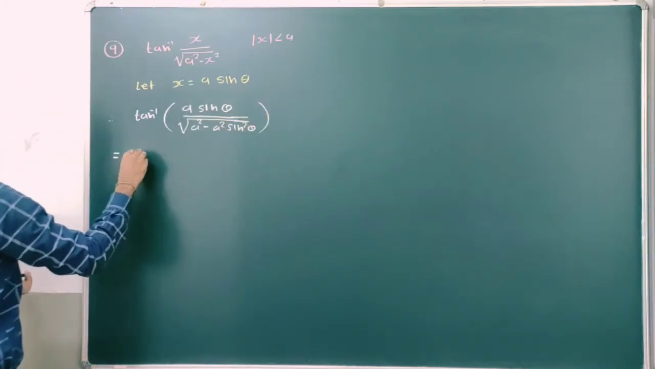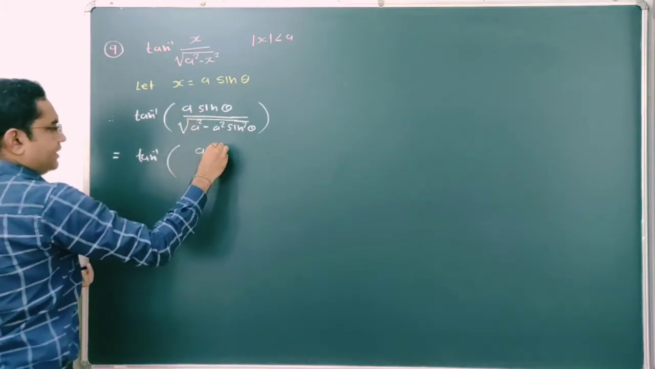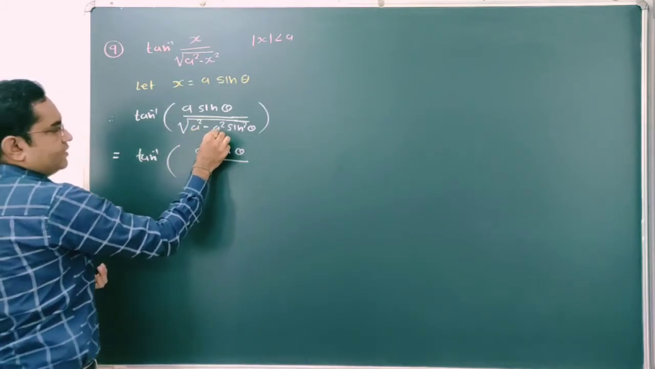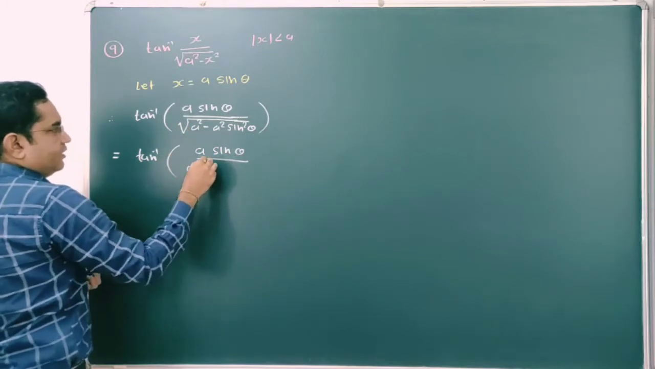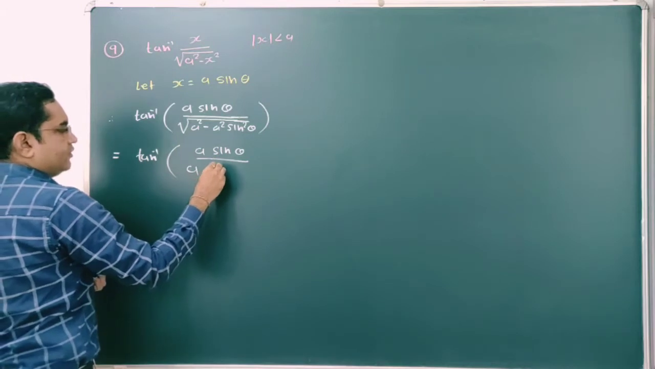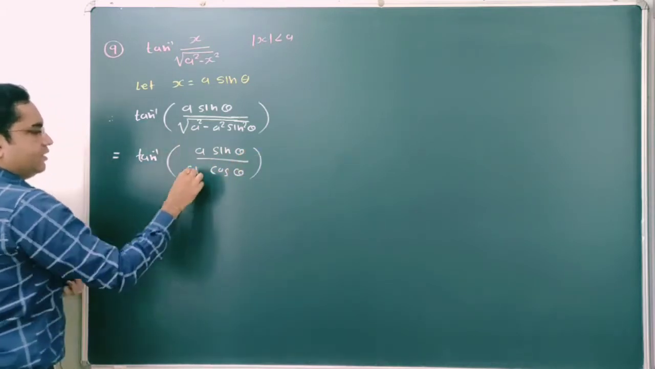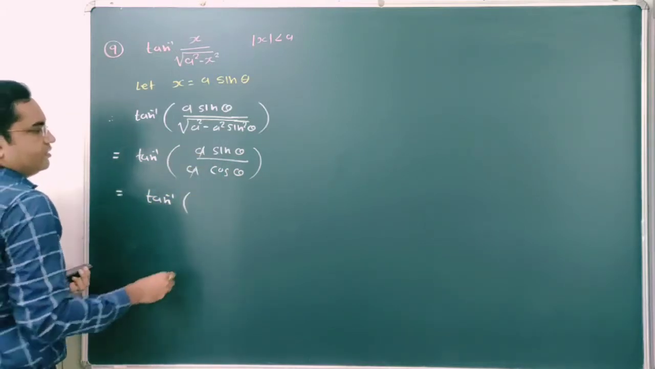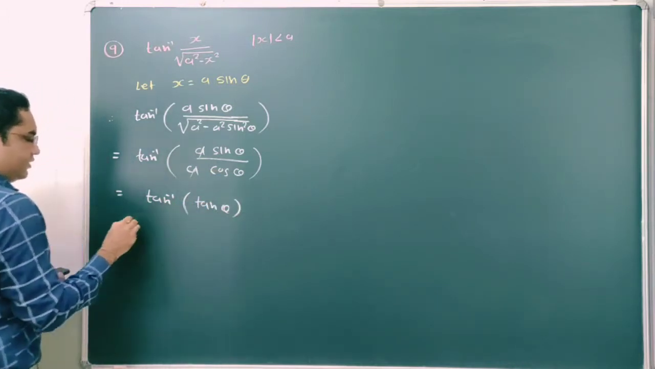Therefore this one is tan inverse a sin theta upon, here from a square minus a square sin square theta we can take a square common, so its square root is a, and the remaining one is square root of 1 minus sin square theta, which is cos square theta, and the square root is cos theta. Done. So a will be cut, and here we are getting tan inverse sin theta upon cos theta, which is tan theta. So what is tan inverse tan theta?